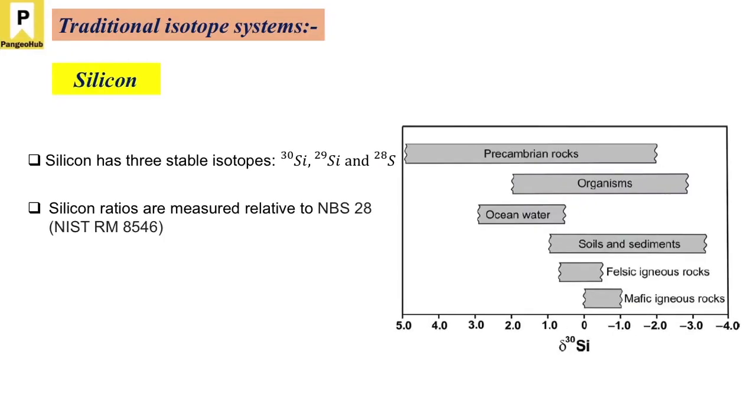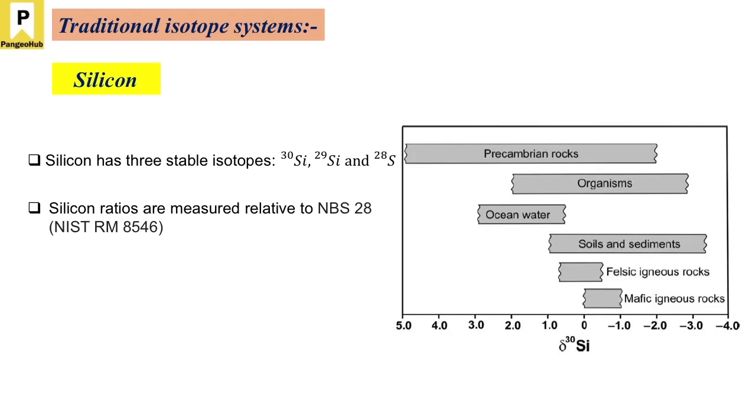Now moving to silicon. Silicon has three stable isotopes, and as we know, we deal with silicate rocks, silicate minerals. So silicon has three isotopes: 30Si, 29Si, and 28Si. Silicon ratios are measured relative to NBS28. That's a standard. It is also known as NIST RM 8546. You don't need to remember that, but this is for your knowledge.